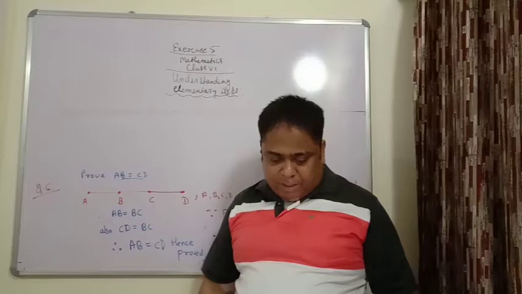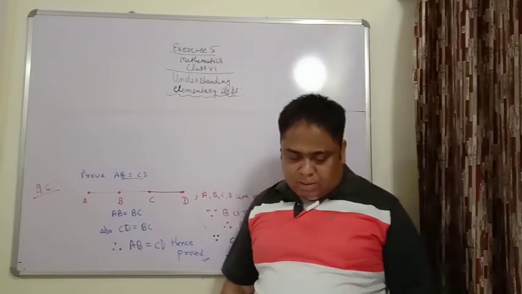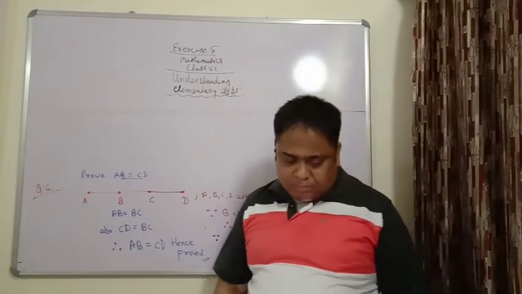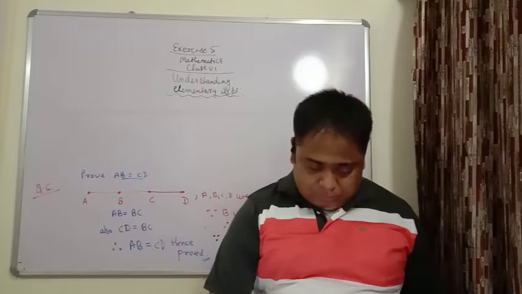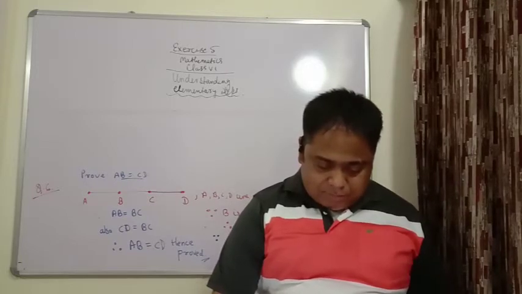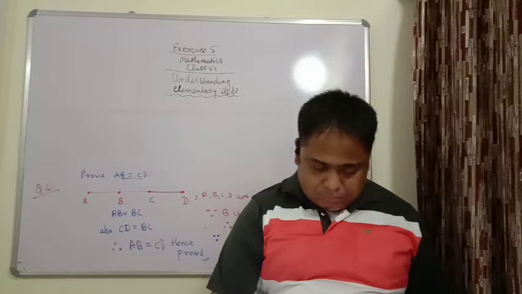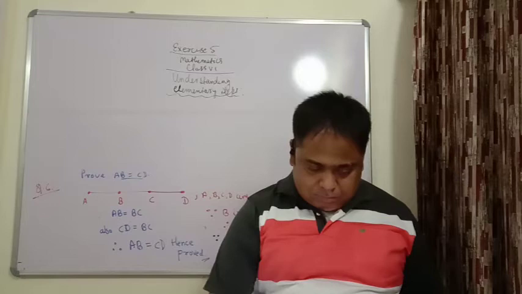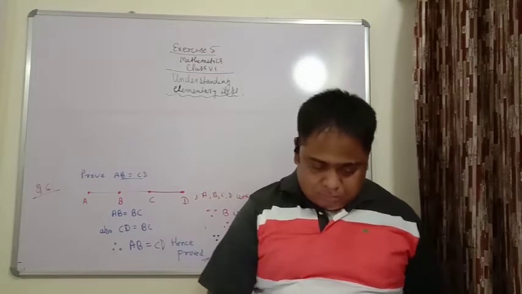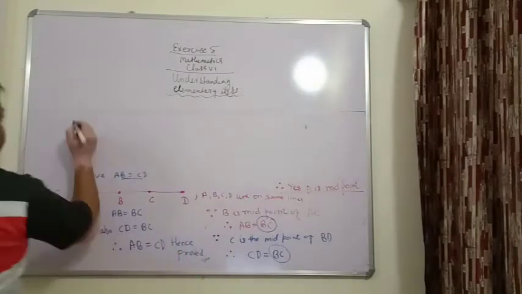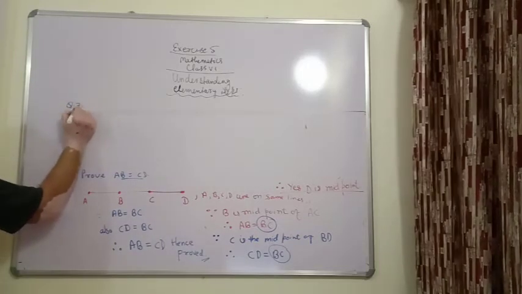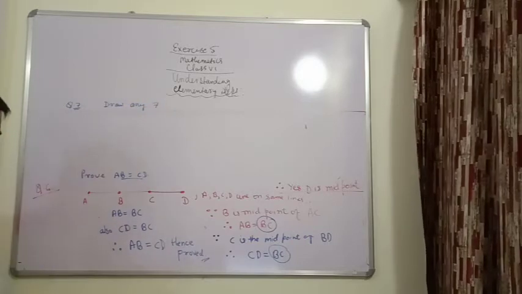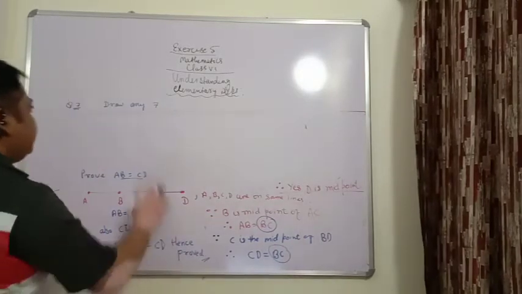Draw 5 triangles and measure their sides. Check in each case the sum of the lengths of any two sides is always greater than the third side. More than a question, it is an activity. Question number 7: draw any, how many triangles are they asking for? 5 triangles.